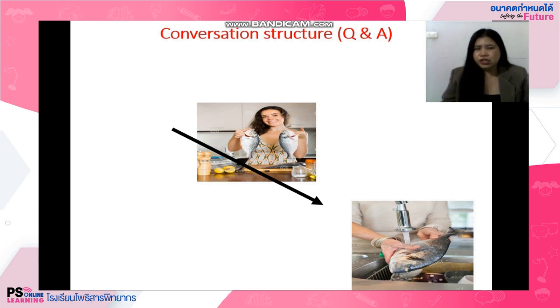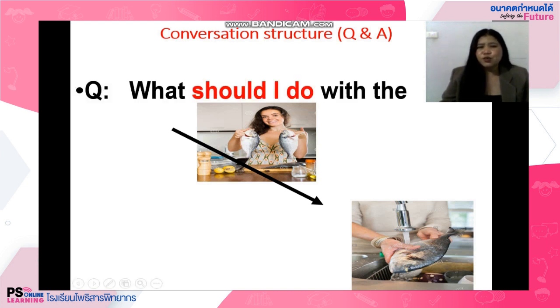Okay, so we have conversation structure number one, which is Q&A. Q&A means question and answer. Okay, Q means question and A means answer. Okay, so the question is what, and then use the words should I do? Okay, what should I do with the? Okay, look at the picture here. The lady is holding fish. Okay, two fish. So we say, what should I do with the fish?